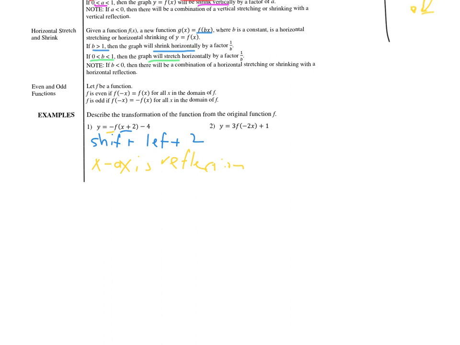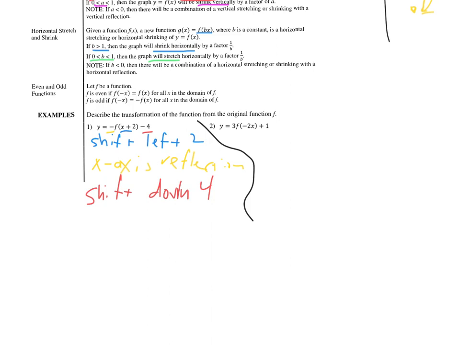And then last thing we got is the -4 out back, and so that is outside the function, and so that's going to affect vertical change. It's going to be either up or down, and in this case, since it is negative, it's going to be down 4. Remember that is the logical way for it to go, because it is negative, and outside the function is more logical. All right, so next up we'll look at number 2.